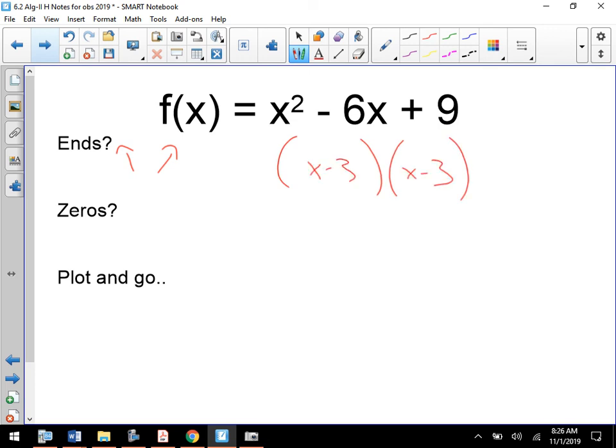What's my zero? 3. So 3 has multiplicity, doesn't it? How many times is it? 2. What happens at 3 for the graph? It changes direction, doesn't it? Multiplicity is even, because it's there twice.